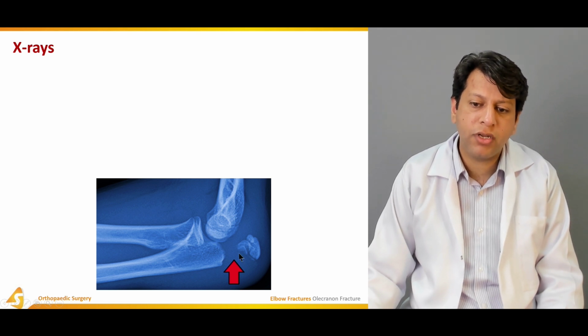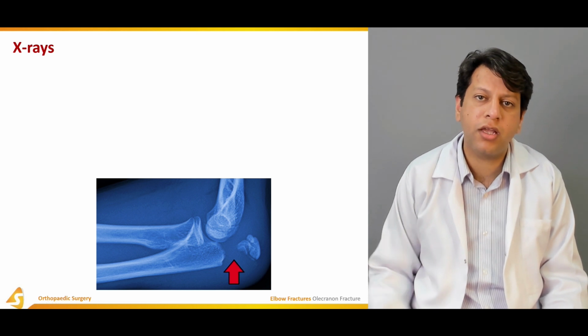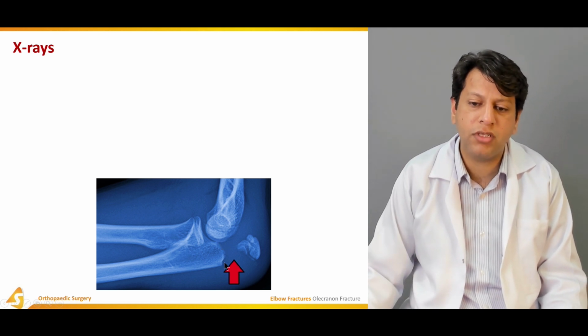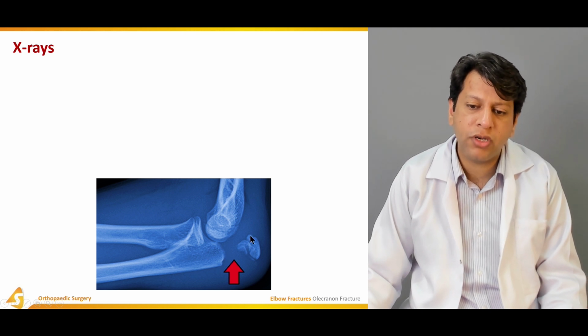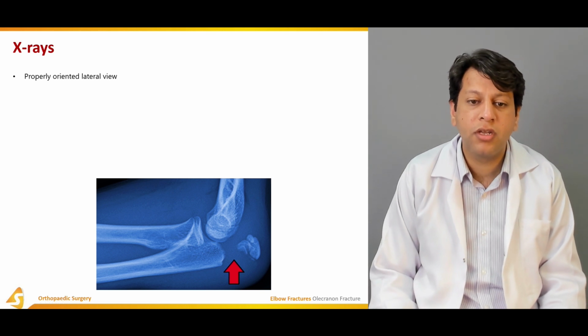But if you see over here, the olecranon is displaced massively and it's not forming a joint with the distal humerus. This shows that most likely there is a fracture of the olecranon, a transverse fracture along with a comminuted one, and the tricep has retracted this segment, leading to displacement.